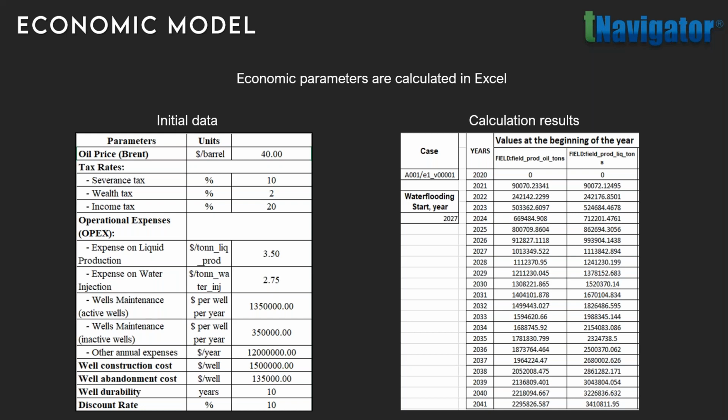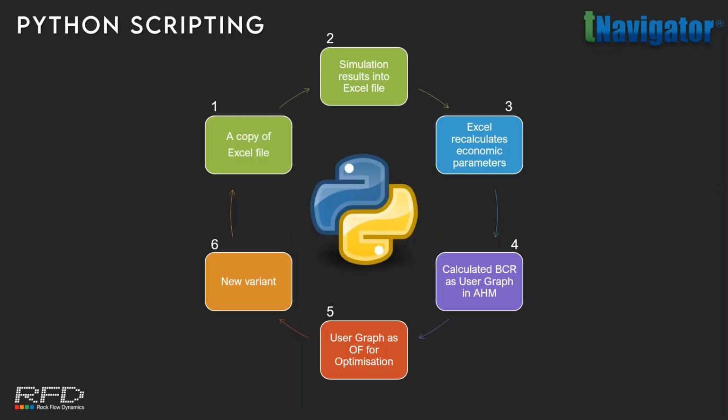Some of the outputs that we will put in Excel from tNavigator are, for example, oil production, water injection, number of working wells, as well as the start of the water flooding. The Python script will be used for that. So if we go step by step, that will be the following order.